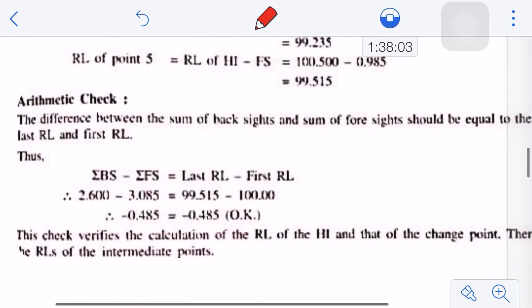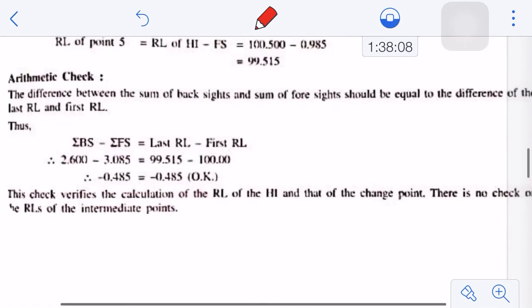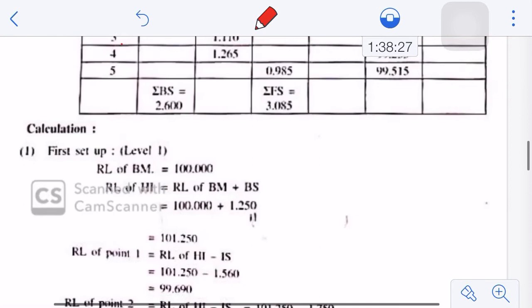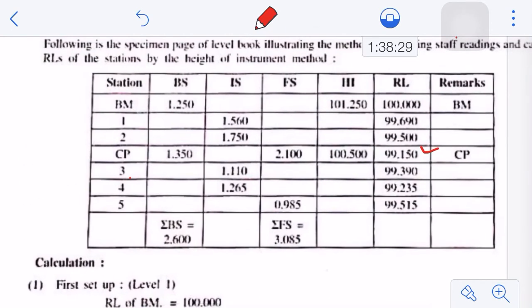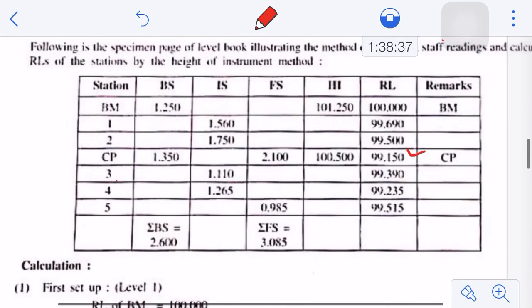So now finally we need to apply the arithmetic check for this method to identify whether the observations we have just carried out were correct or not. The arithmetic check for this method is very simple. It is the difference between the algebraic sum of backsights and the algebraic sum of foresights, and it should be equal to the difference of your last RL minus first RL. So if you see this table, the algebraic sum of backsights is coming as 2.600, and the algebraic sum of foresights is coming as 3.085, and the difference of these two should be equal to the last RL minus first RL.